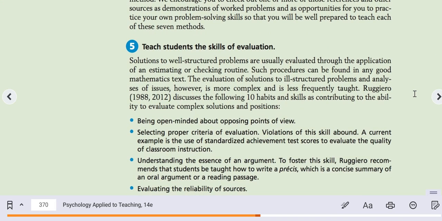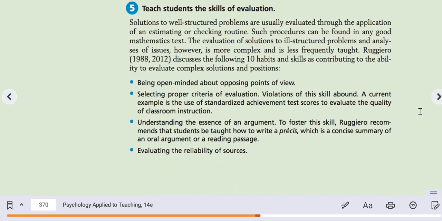Teach students the skills of evaluation. Solutions to well-structured problems are usually evaluated through the application of an estimating or checking routine. Such procedures can be found in any good mathematics text. The evaluation of solutions to ill-structured problems and analyses of issues, however, is more complex and is less frequently taught. Ruggiero discusses the following 10 habits and skills as contributing to the ability to evaluate complex solutions and positions.